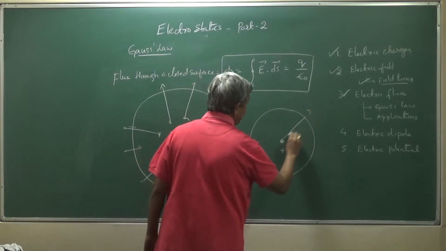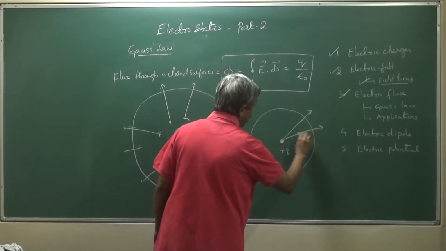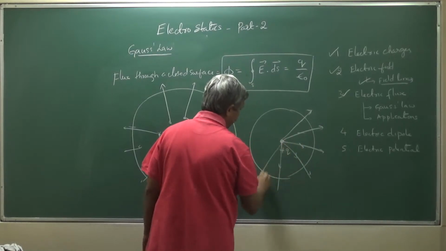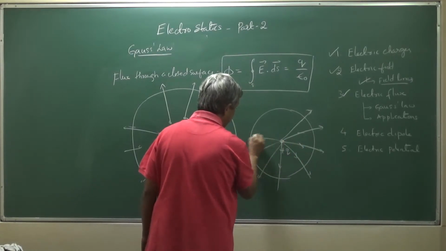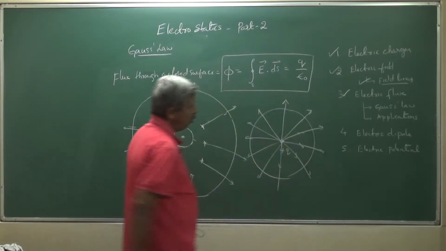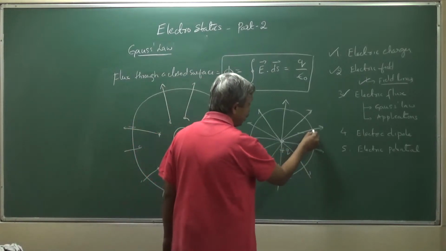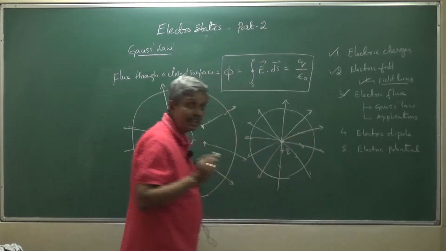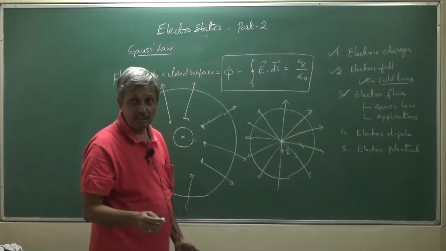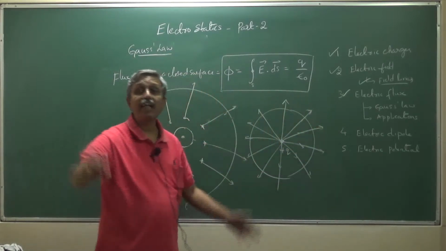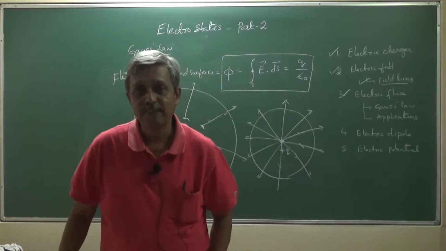Now, if I draw the field lines, the electric field is going in all directions, correct? Just like my blast, the electric field is going in all directions. So if I take the electric field here on the surface and multiply it with the area, I will get the total flux that is passing through the surface.